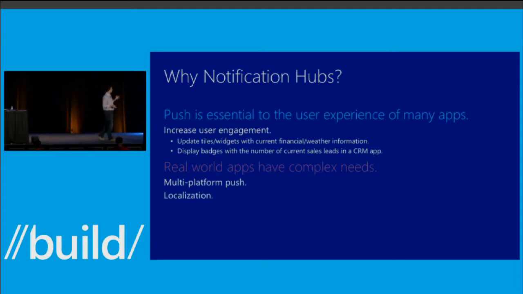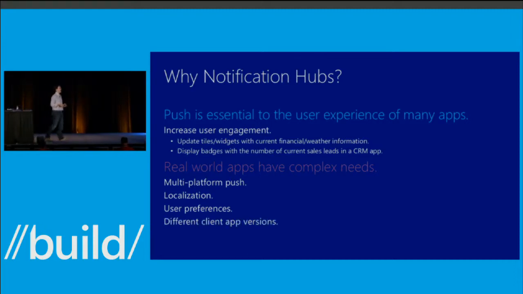You might have to take care of localization. You have to send notifications in multiple languages. How do you do that? You might have different user preferences. Some users might want to receive weather updates in Fahrenheit degrees, and others might want to receive weather updates in Celsius degrees. You might have different client app versions. A deep link might work in your V1, but might not work in your V2, or vice versa.